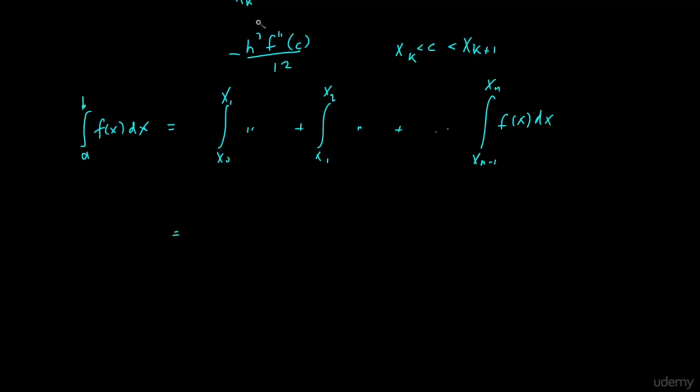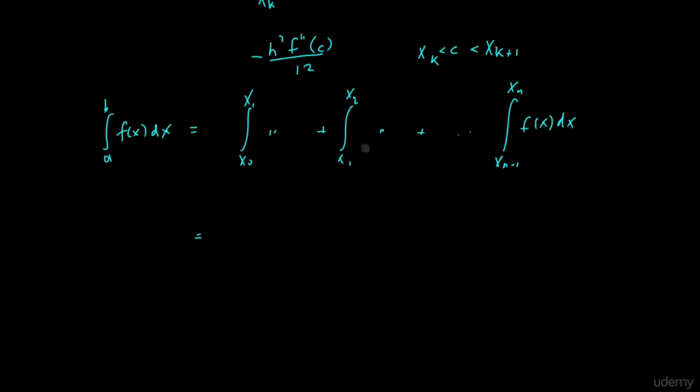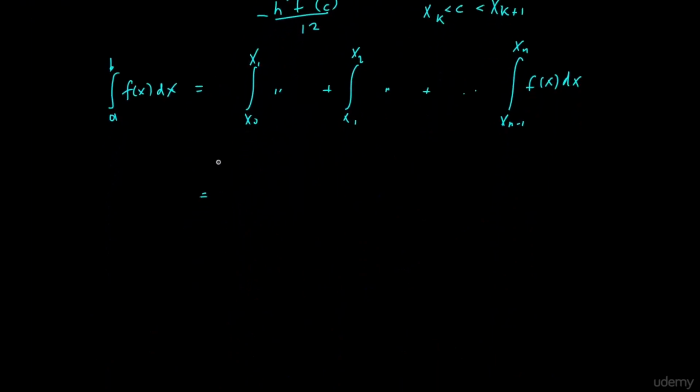So essentially we can rewrite this in terms of our estimates using the trapezium rule. We have this formula with h over 2 of the two function values on either side. So we can say that this is h over 2 of f0 plus f1, plus h over 2 of f1 plus f2, and so on all the way up to h over 2 of fn minus 1 plus fn.